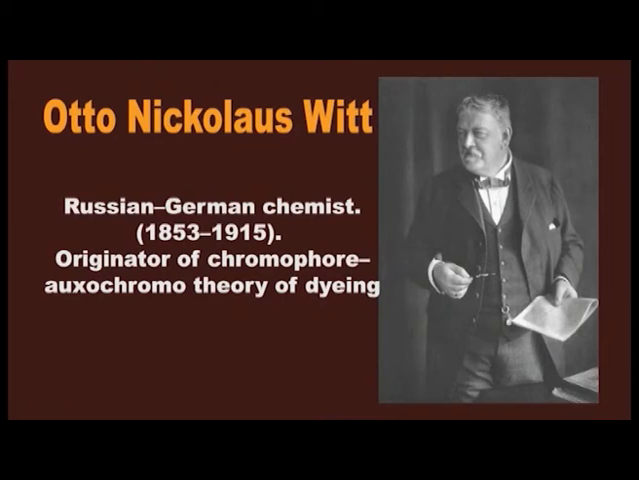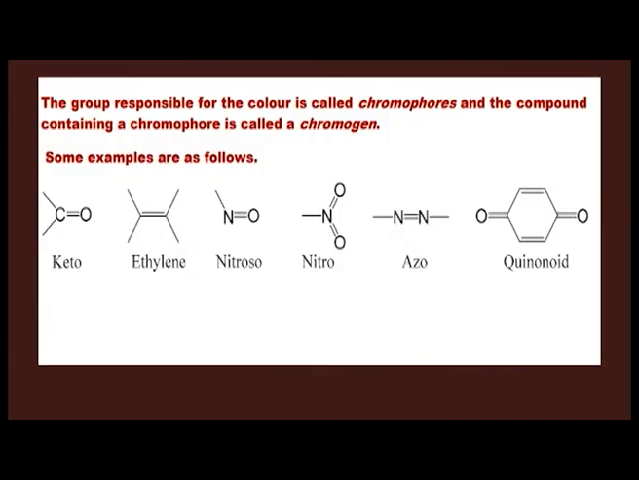Otto Witt in 1876 observed that the colored compounds contain certain unsaturated groups. The group responsible for color is called chromophore, and the compound containing chromophore is called chromogen. Some examples are keto group, ethylene, nitroso, nitro, azo, quinonoid, etc.